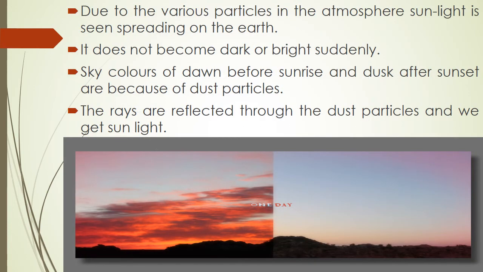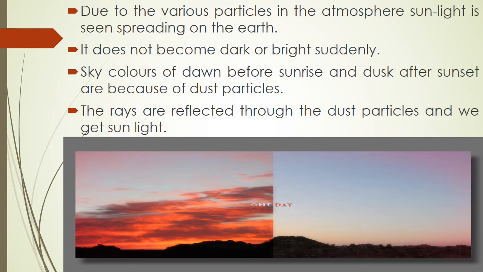Due to the various particles in the atmosphere, sunlight is seen spreading on the earth. It does not become dark or bright suddenly. Sky colors of dawn before sunrise and dusk after sunset are because of dust particles. The rays are reflected through the dust particles and we get sunlight.